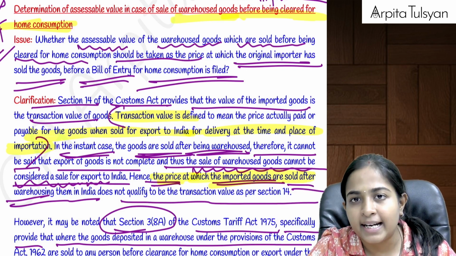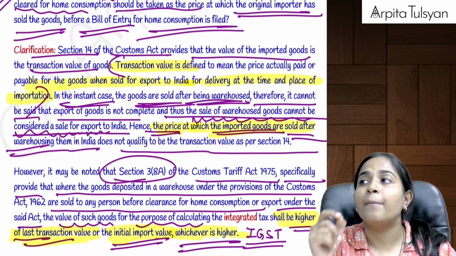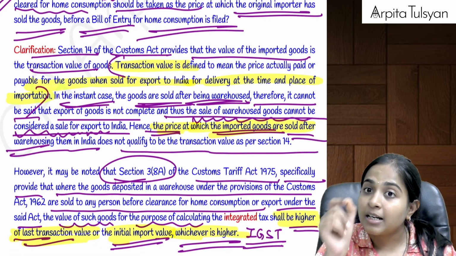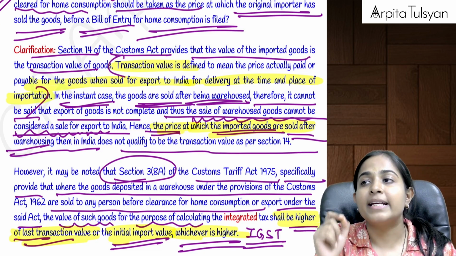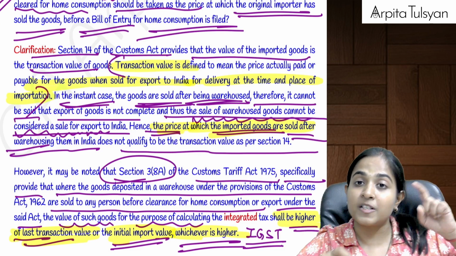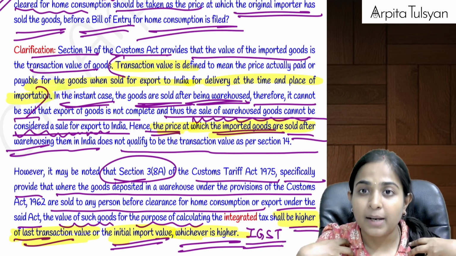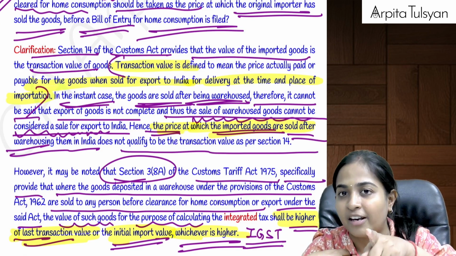Do you recollect we had done this earlier also? Yes. Now in this case, for the purpose of customs, custom duty and social welfare surcharge, assessable value is equal to the transaction value which is paid to that exporter. The price which was paid by the original importer to the exporter, that will be the value for the purpose of custom duty and social welfare surcharge.